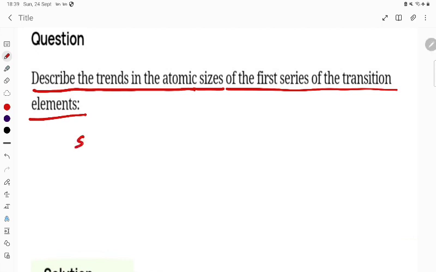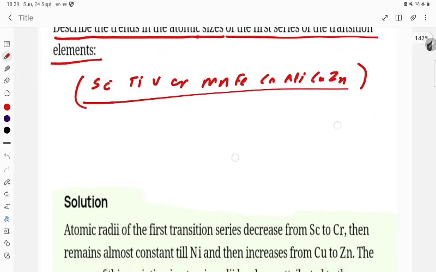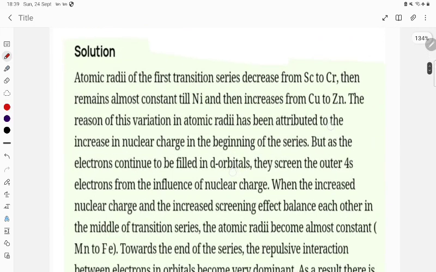That is, we are having scandium, then titanium, vanadium, chromium, manganese, iron, cobalt, nickel, copper and zinc. These many are there, and we have to understand how they vary, right? So here we are going to understand.